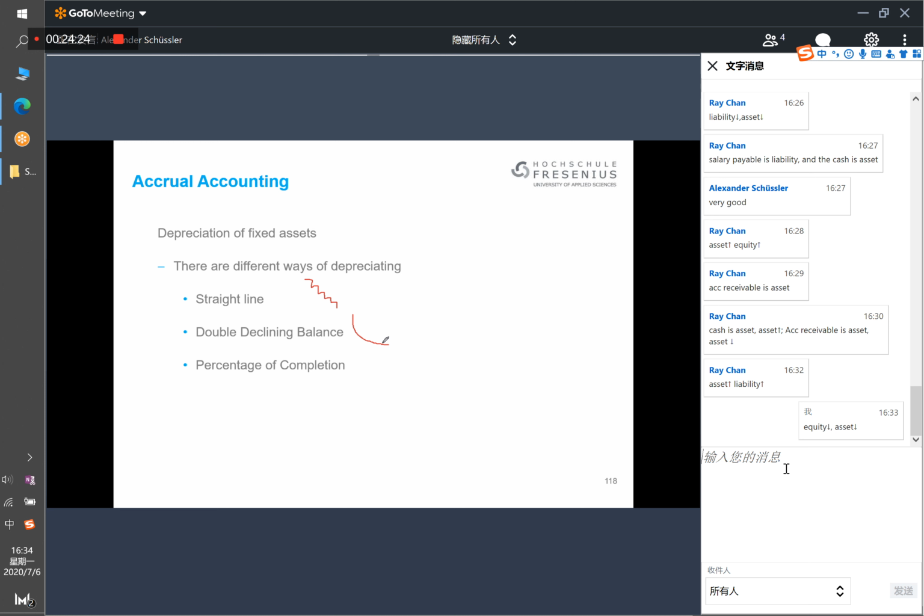And then we have, as a third depreciation method, the percentage of completion. The depreciation depends on the progress. When it is used a little, then the expense is only tiny. But when it is used more, then the expense is higher. So the percentage of completion method depends on the usage.